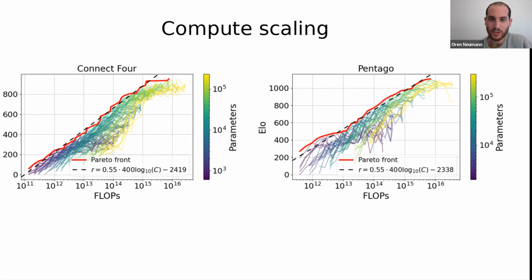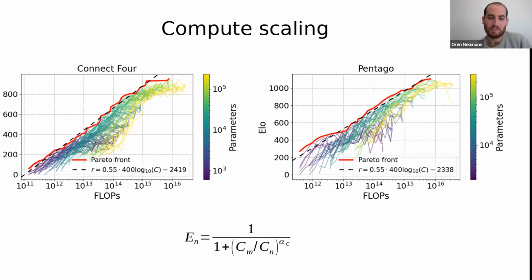And these optimal agents also fit a very nice prediction for game outcome. The outcome of a game between two optimal agents only depends on the ratio of computes that they used, again, to some power alpha C. In this case, it's about 0.55.